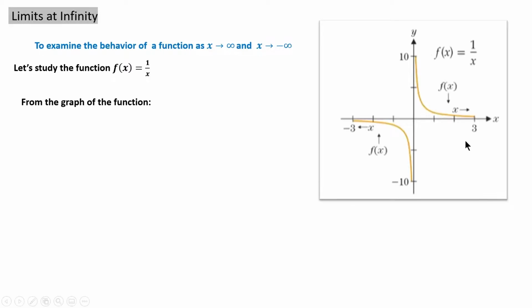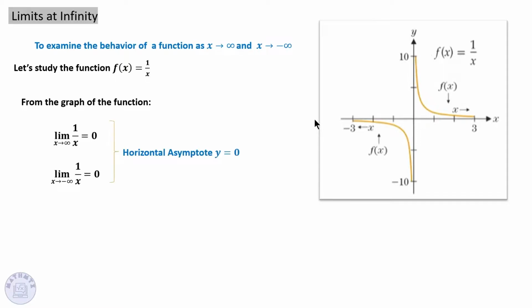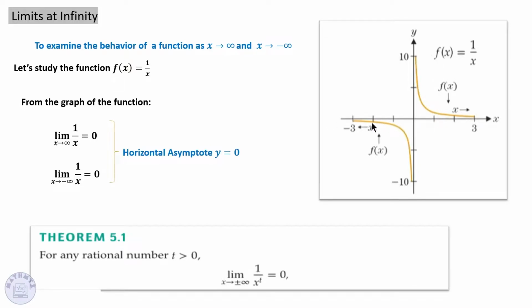For this function, as x values increase, the function value itself, imagine 1 over a million, is approaching 0. From the left side also, I can tell that the limit as x approaches negative infinity is also 0. So there is a horizontal asymptote y equals 0, which is the same as the x-axis, because the end behavior values are approaching 0. For any rational number, I can say that the limit as x approaches infinity or negative infinity equals 0 in this form, 1 over x to the power t.